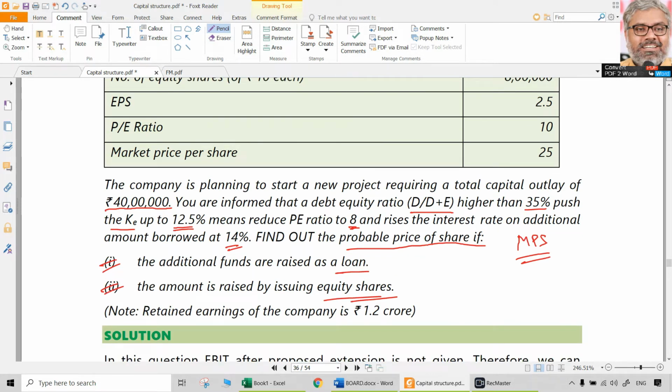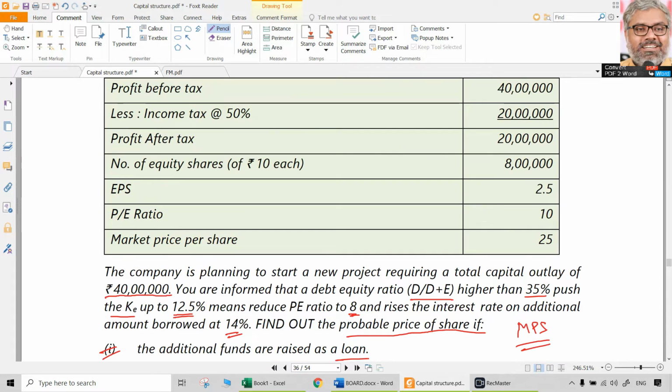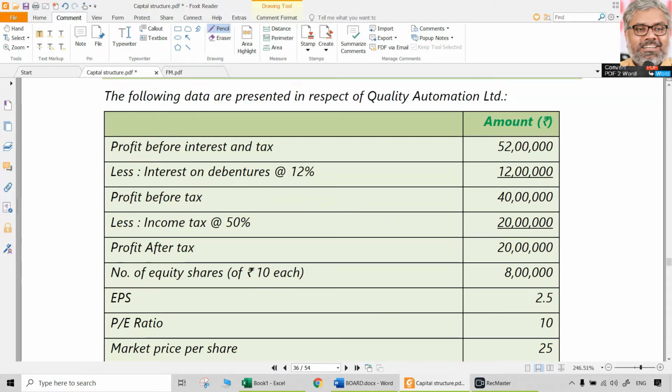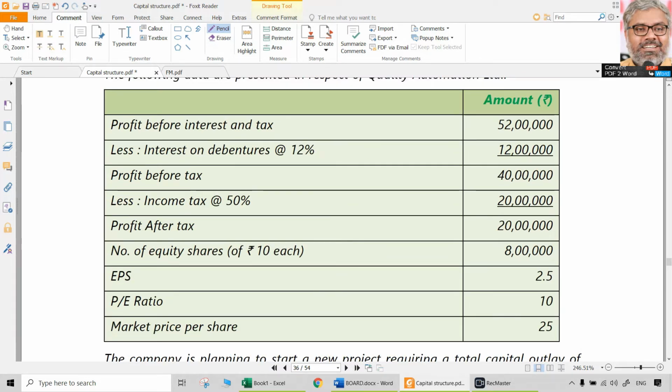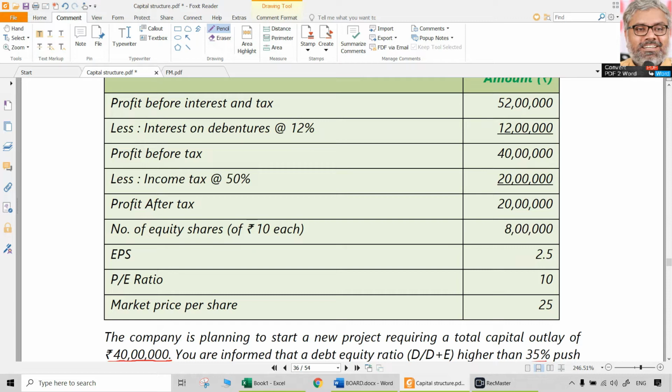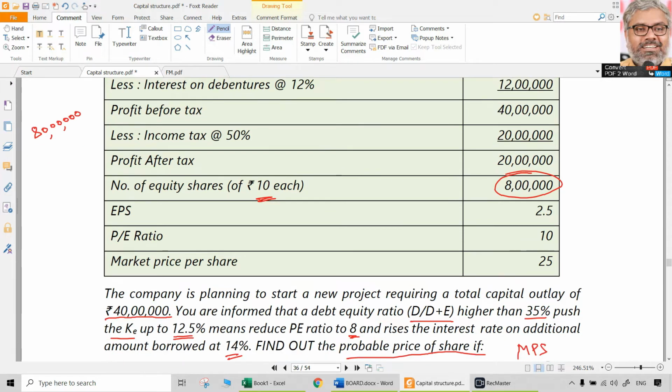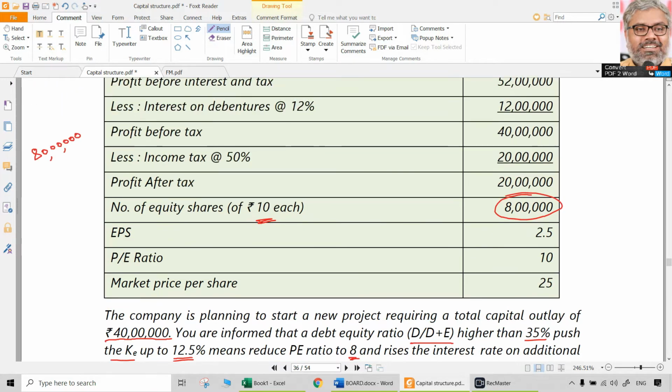So, first thing first, if the amount is raised as equity shares, we don't have to worry about the debt by debt plus equity ratio and all. But if it is raised as loan, certainly maybe it will cross the 35% limit as given in the question. For that purpose, before going to anything else, first let us understand what is the existing capital structure of the company. That is important. First of all, what is the existing capital structure of the company? Number of equity shares are 8 lakhs and 10 rupees each is the equity shares. That means 80 lakhs rupees is the equity share capital. Retained earnings as given in the question 1.2 crores. That means 1 crore 20 lakhs.